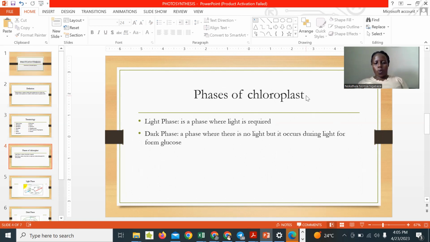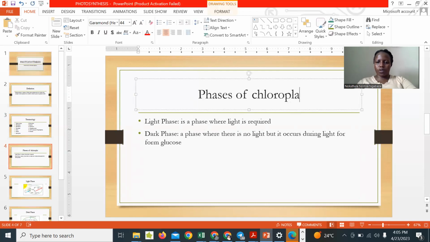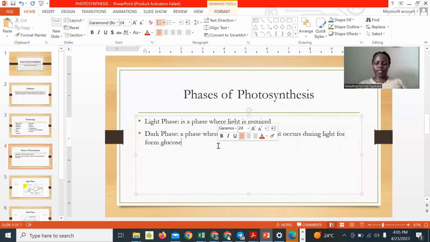All right. So these phases of photosynthesis occur in the chloroplast. Please don't forget that. In photosynthesis, you're going to have the light phase and the dark phase. We've already mentioned before that the light phase is where light is required so that oxygen can be formed. And then the dark phase is a phase where there's no light required, but it occurs during the day so that glucose can be formed.